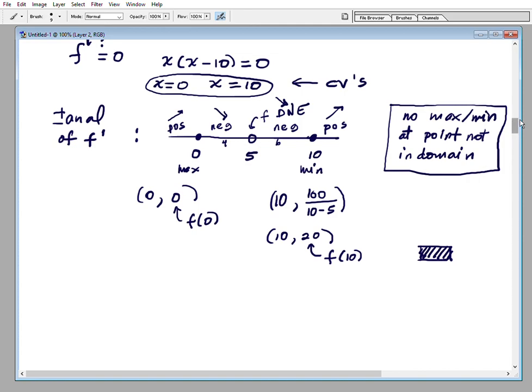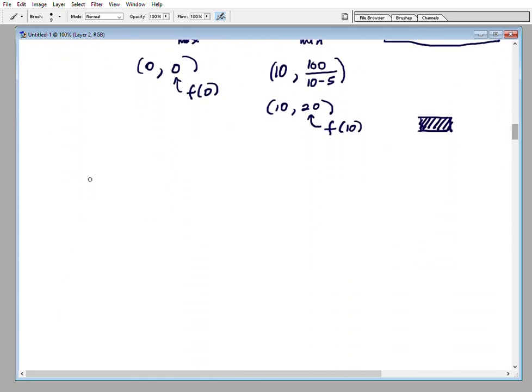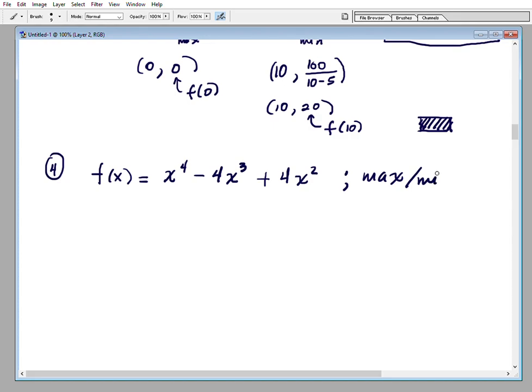Okay, let me give you one to do. I'm going to start it off because I picked this one out of a different book, but we'll start you off. So we want to know max, min, and increasing, decreasing. Again, that's just plus minus analysis of f prime. Okay, so I'm going to start you off.